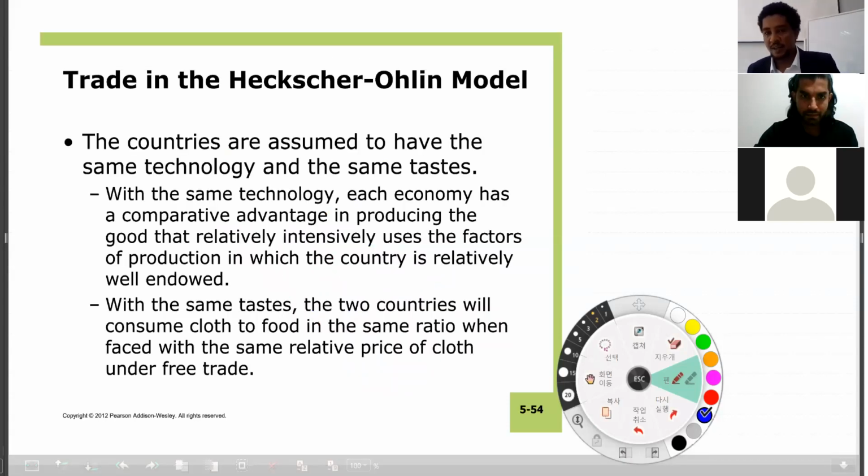Then trade in the Heckscher-Ohlin model. So the two countries are assumed to have, as I've said, this was the assumption, the same technology and the same tastes, okay? So with the same technology, each economy has a comparative advantage in producing the goods that relatively intensively use the factor of production in which the country is relatively well endowed. And with the same tastes, the two countries will consume food and clothes in the same ratio when faced with the same relative price.